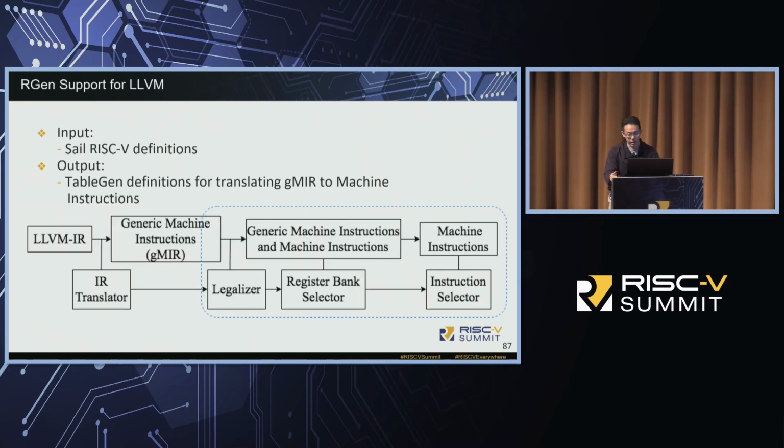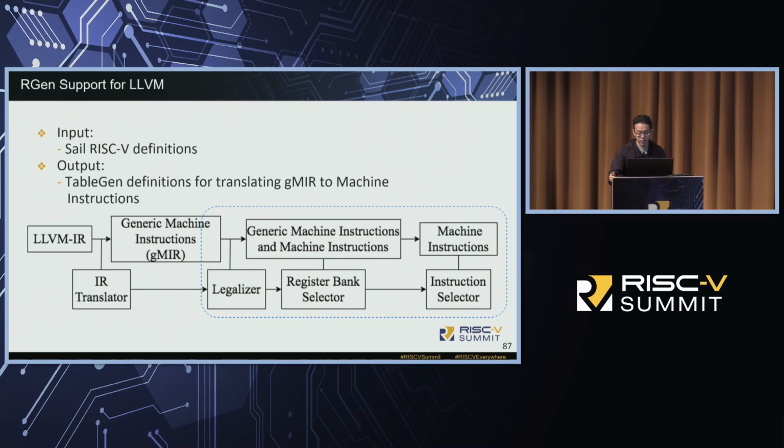With that out of the way, I'll start talking about the different parts of the three artifacts that RGen generates support for. Firstly, I'll talk about the LLVM. The part of the LLVM compiler that RGen generates support for can be seen in this dotted rectangle in the bottom part of the figure. The main section of the LLVM compiler pipeline that RGen helps support is LLVM's translation process from generic machine instructions to fully RISC-V machine instructions.